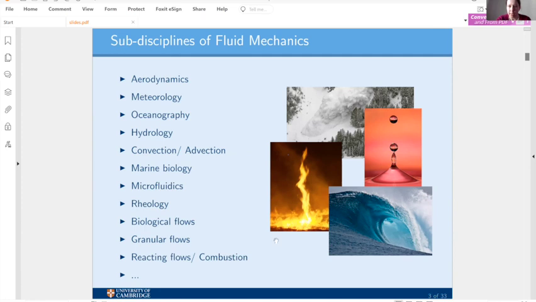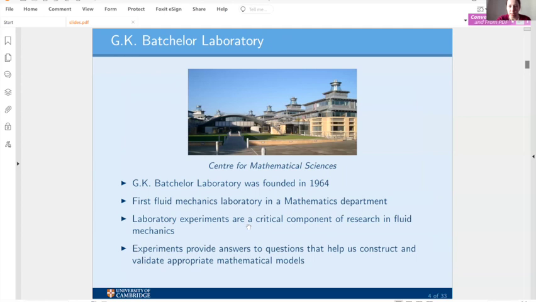Now, fluid mechanics has been one of the major research areas in the Faculty of Mathematics in Cambridge for a very long time. In particular, we have a very large and dedicated fluid mechanics laboratory on site. This laboratory, which is called the Batchelor Laboratory, was founded back in the 1960s, and at that time, it was the first fluid mechanics laboratory associated with a mathematics department.